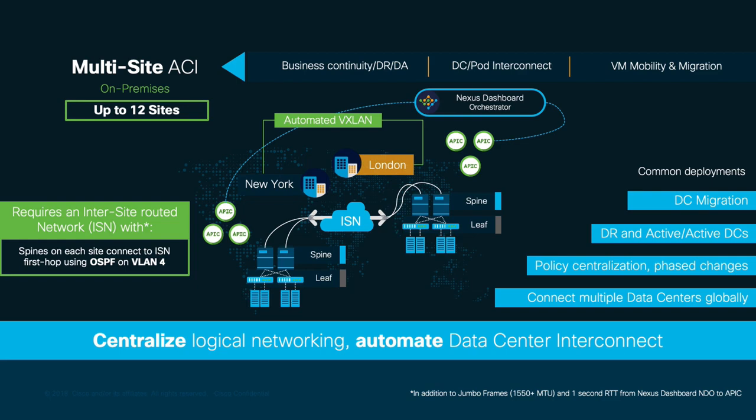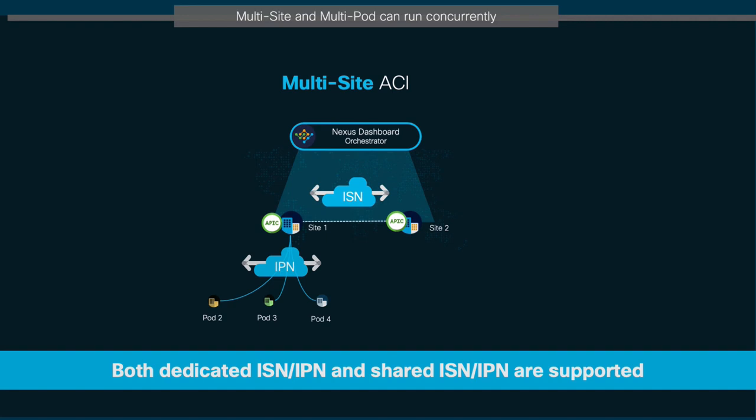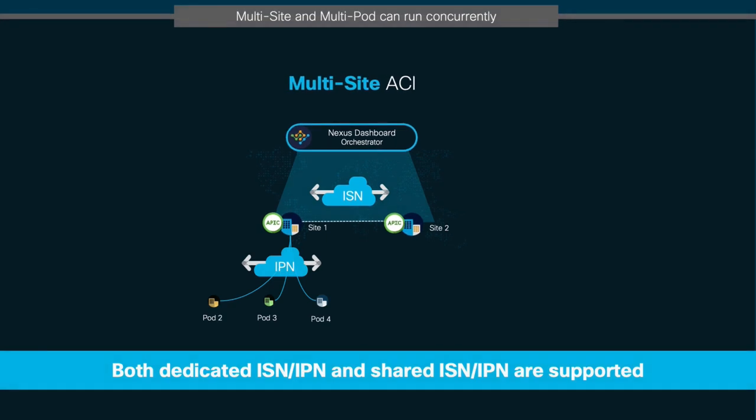It is important to mention that if you're currently running multi-pod and you have an existing IPN, you could reuse it to behave as an ISN as well.